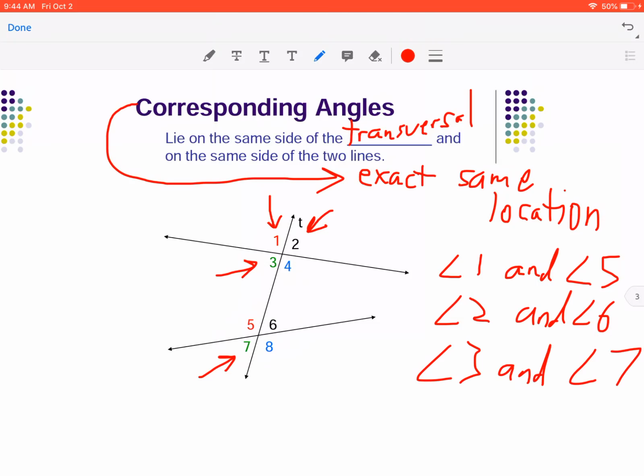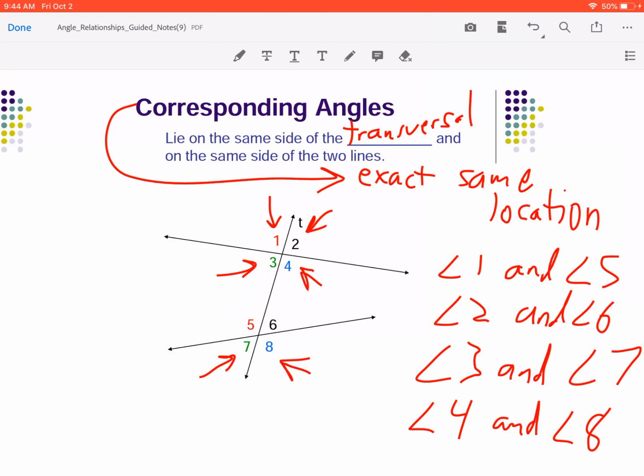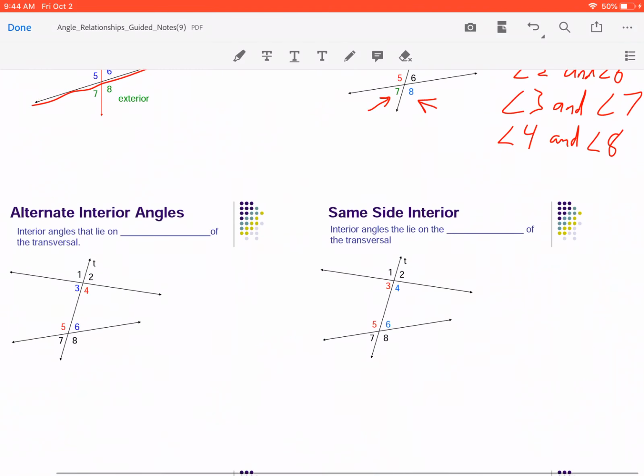Remember, I didn't say they were equal to each other. They're just in the same location. Look at 4. Bottom right, 8. Bottom right. And there it is right there. That is corresponding. Same location. Okay? All right, next one.